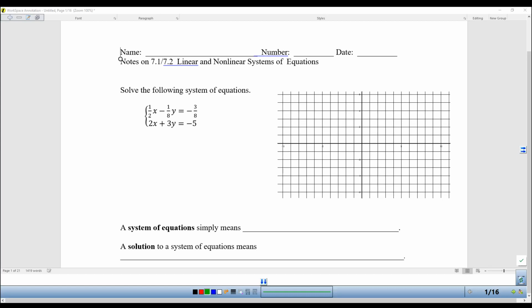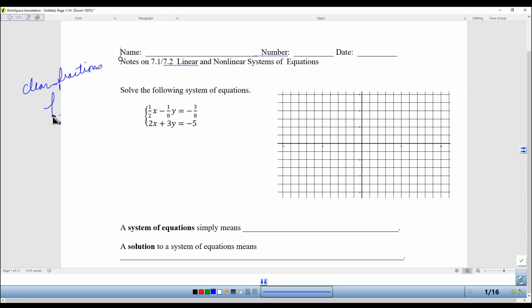Today we're going to be doing section 7.1 and 7.2, which is linear and nonlinear systems of equations. So first we're going to solve this system. We're going to do it both algebraically and by graphing. But before we do anything, I hope you are taking a look at that and thinking clear fractions first.